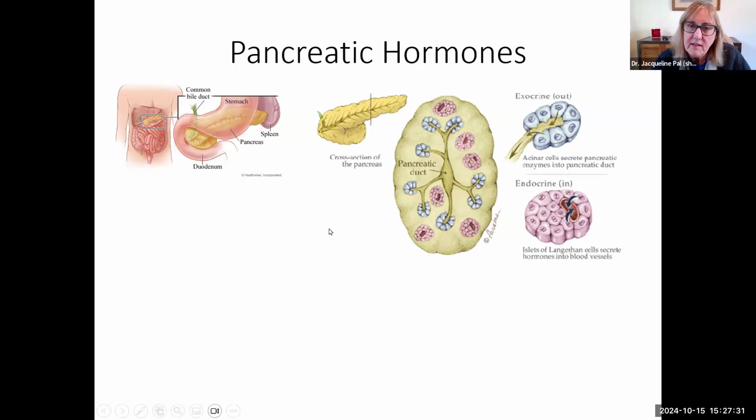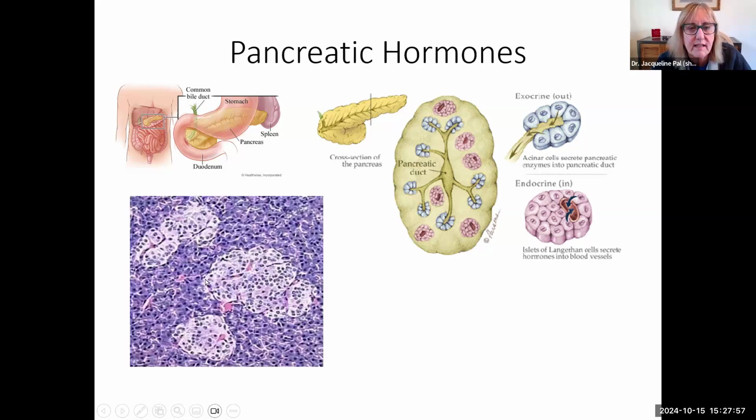Now, these things that look like red raspberries, these are the endocrine part of the pancreas. So it's only about 10 to 15% of the pancreas. Each one of these is known as an islet of Langerhans, as in a tiny little island named after the guy who discovered them, Langerhans.